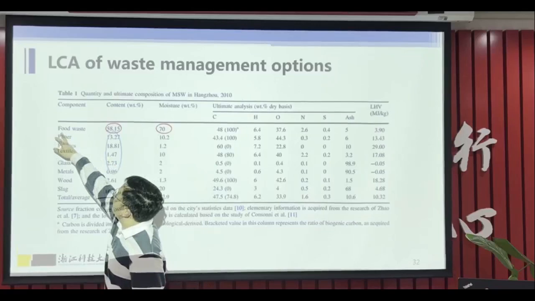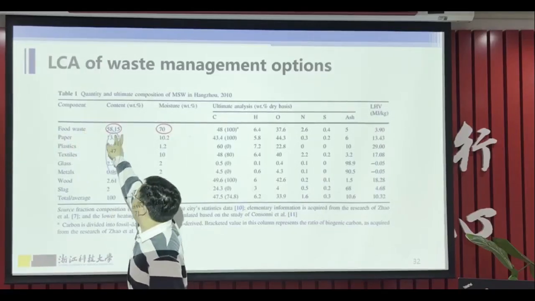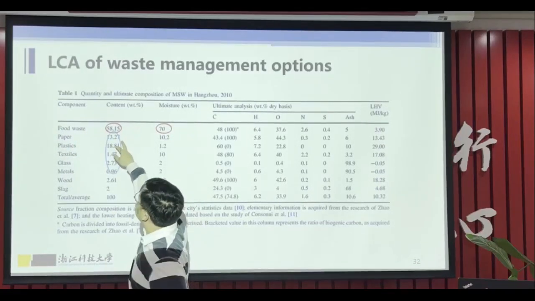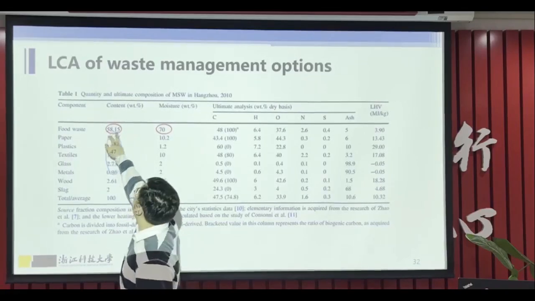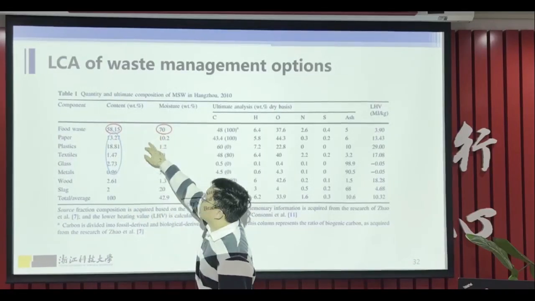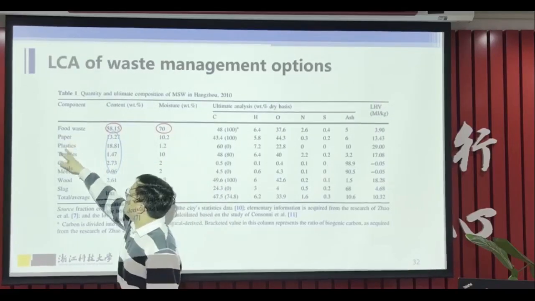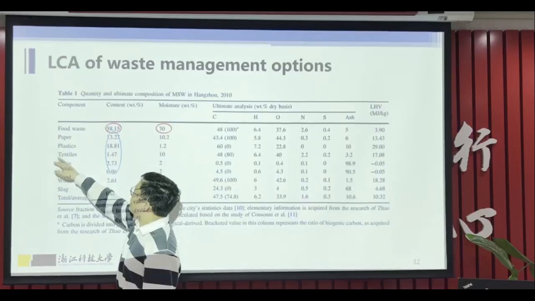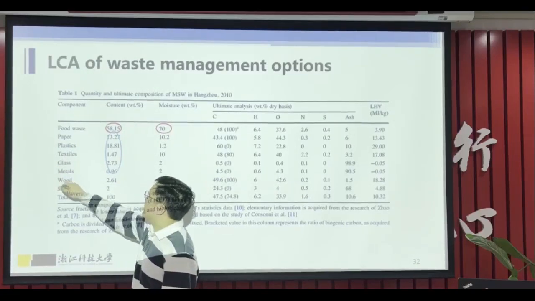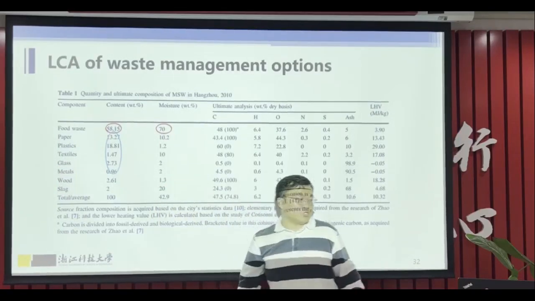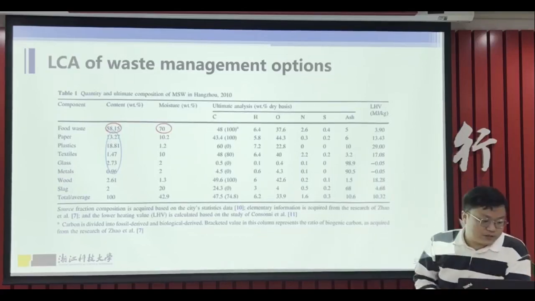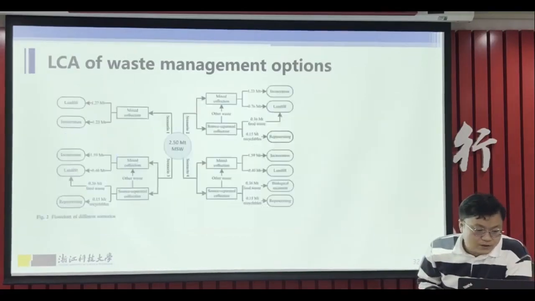First is the food waste. The proportion of food waste in 2010 is around 60%, and the moisture content of food waste is as high as 70%. And for the recyclables, paper, plastics, textiles, glass and metals, the proportion of these recyclables is also presented here.